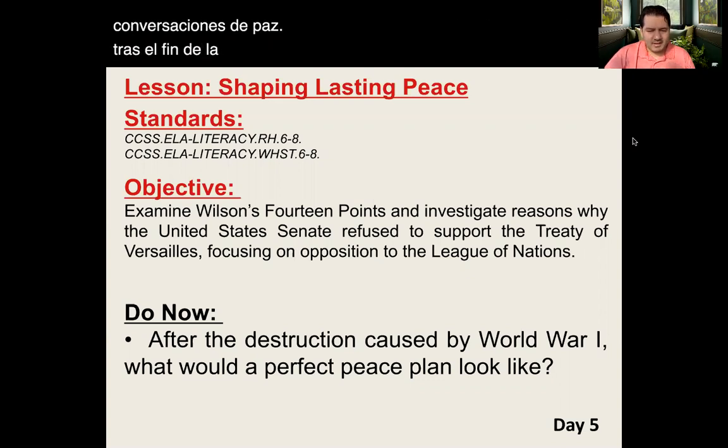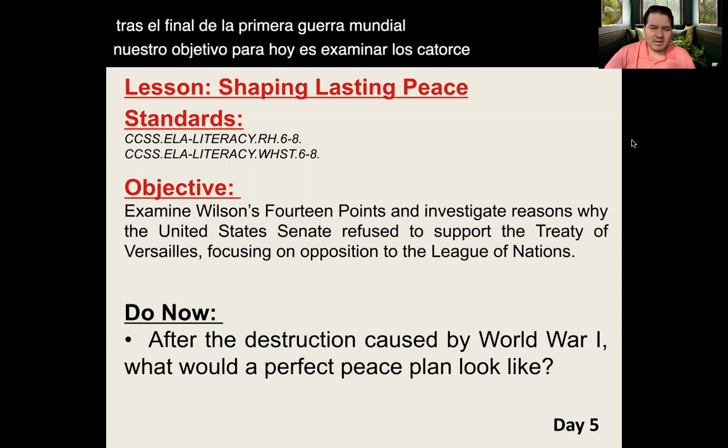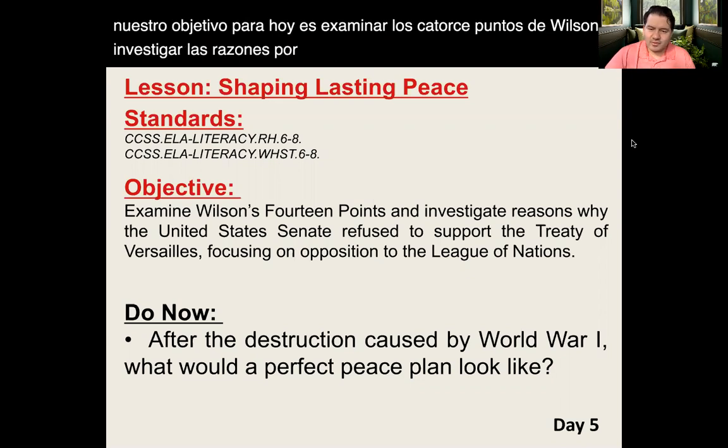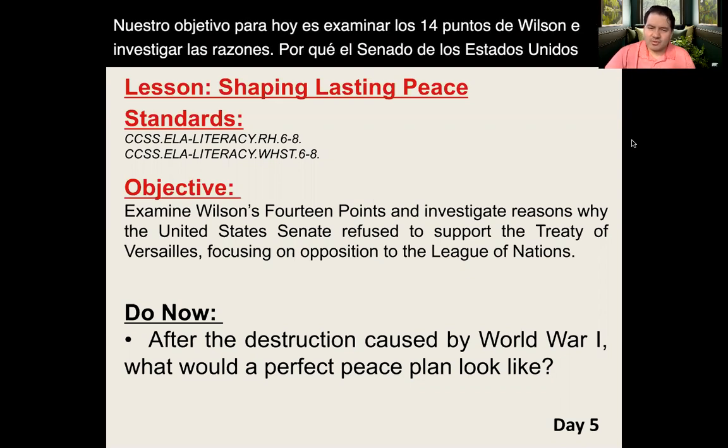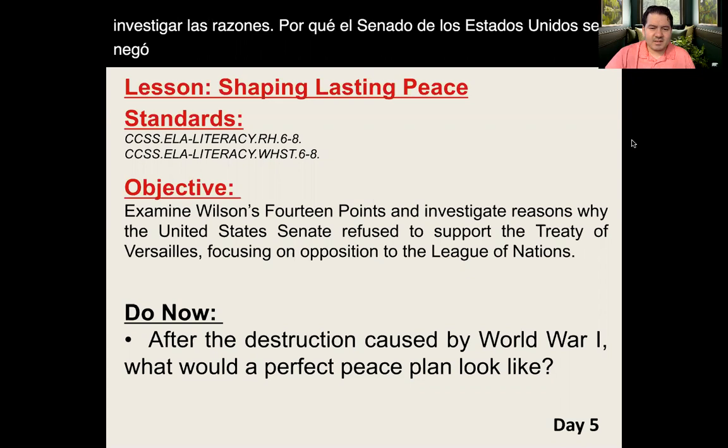Today we're going to be discussing the peace talks following the end of World War I. Our objective for today is to examine Wilson's 14 points and investigate reasons why the United States' Senate refused to support the Treaty of Versailles, focusing on opposition to the League of Nations.